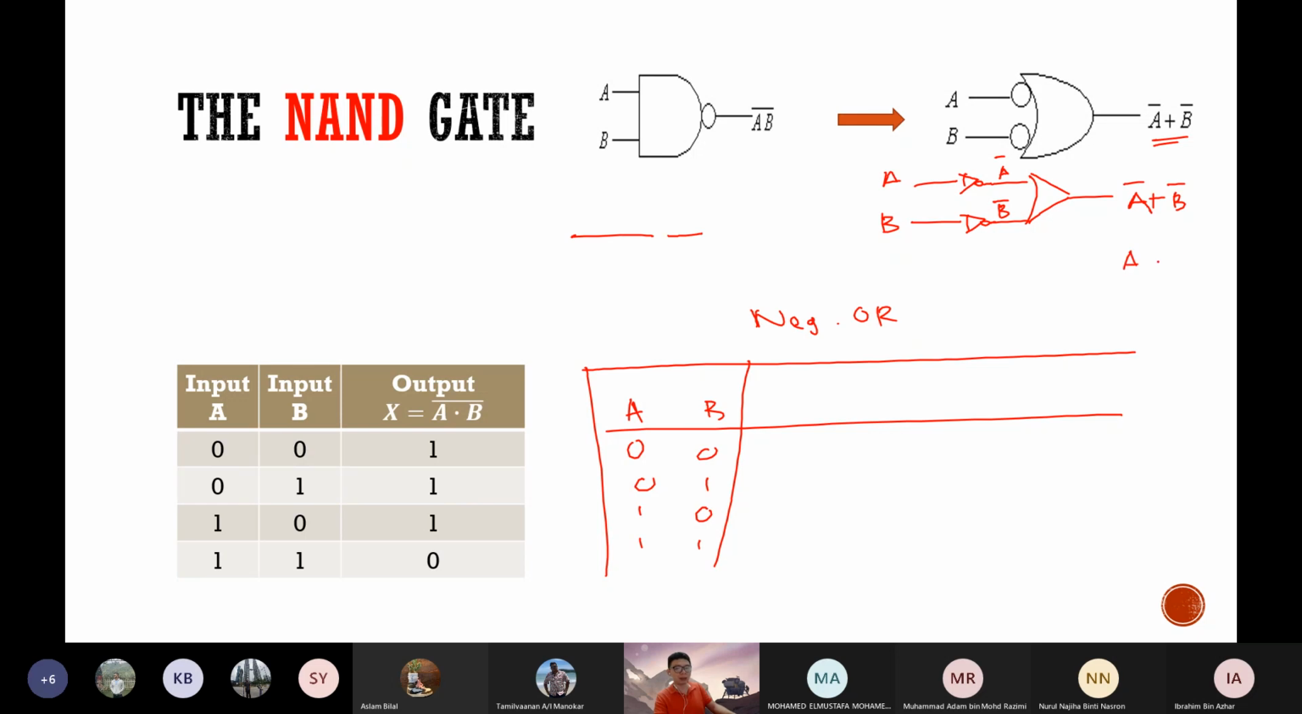Bear in mind, this is not the same as this. It is different. That is a totally different thing, so don't be confused with that. So right here, what we are going to do is draw this A bar over here. I am sorry for my drawing, I don't have a ruler for this. A bar and B bar. And lastly, we have the output of A bar plus B bar. This is the output.